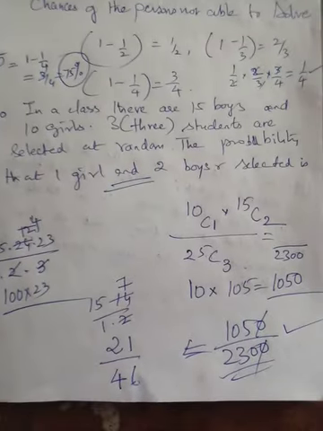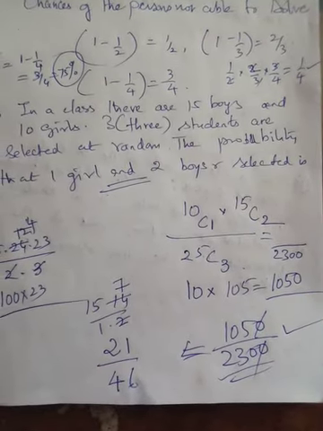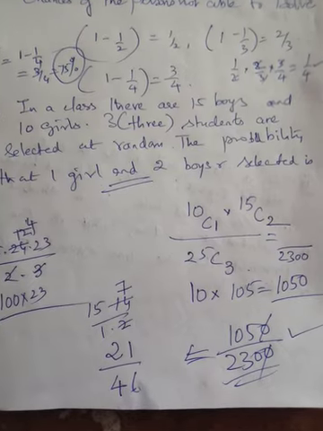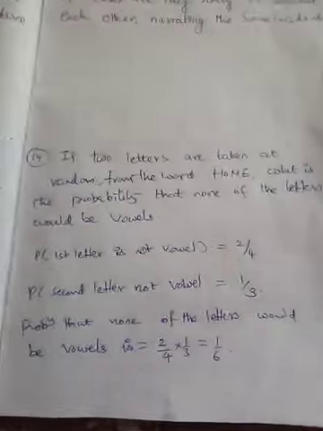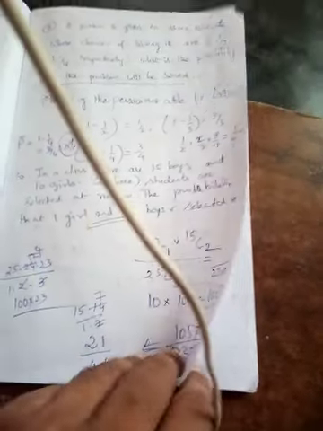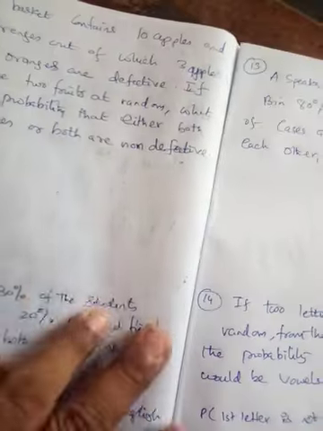So 10C1 again into 15C2 divided by 25C3. Let me go to the next question. Now we have completed. Let me recheck it. The 9th one and the 10th one. We are going for the 11th question.